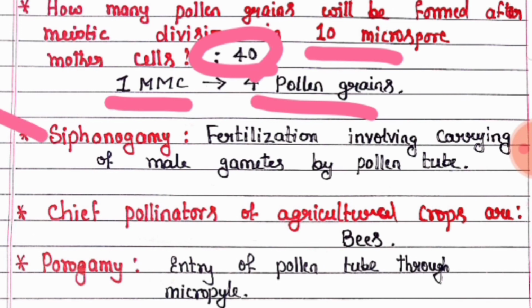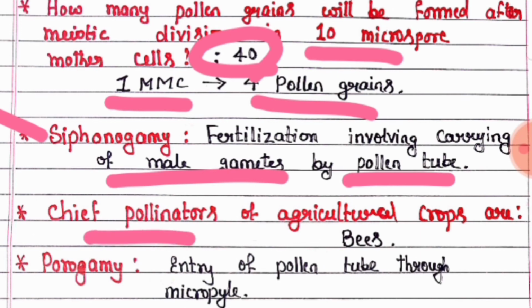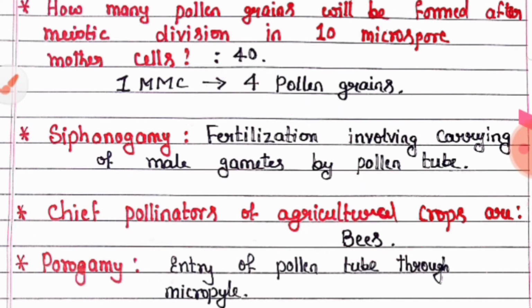Siphonogamy means fertilization involving carrying of male gametes by the pollen tube. The pollen tube which carries the male gametes during fertilization in angiosperms is technically called siphonogamy. And chief pollinators in agricultural crops are bees. And porogamy means entry of the pollen tube through the micropyle.